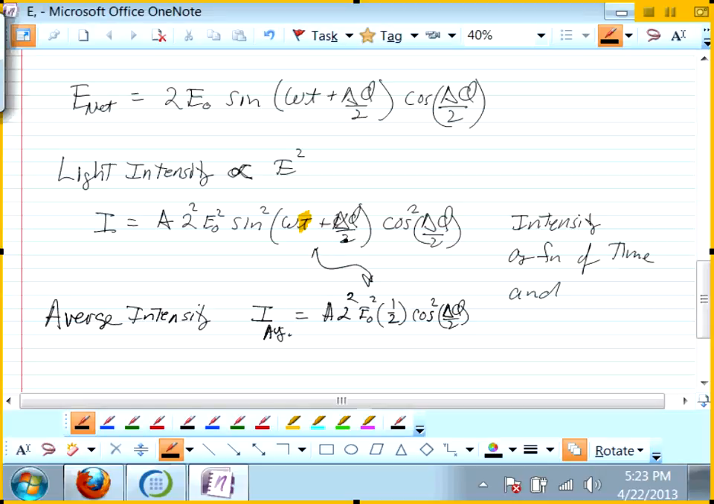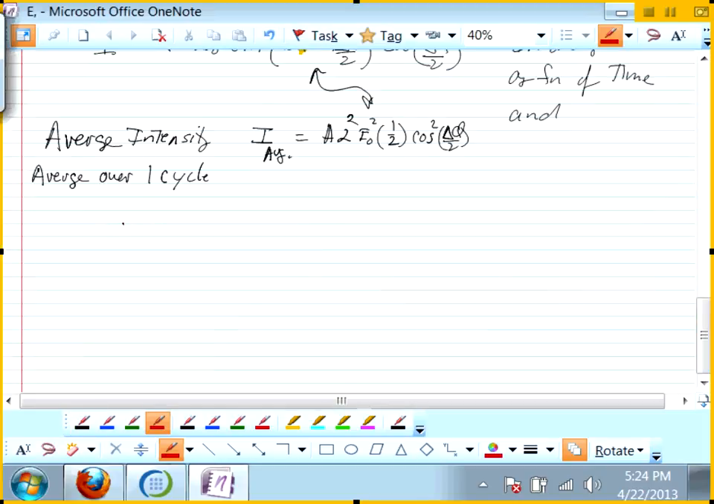So the average over one cycle, remember, is how we got rid of that. So there's our ugly function. How inspiring is that ugly function? Not very. So let's make it a little bit more inspiring.